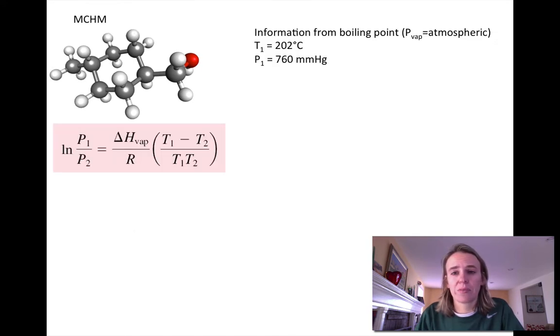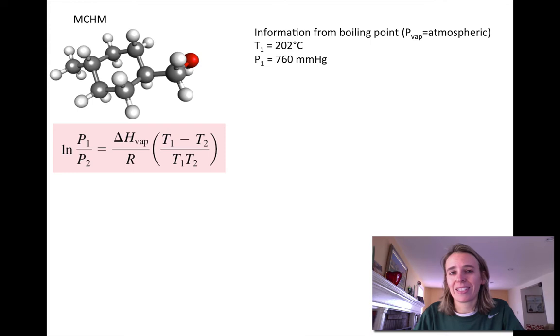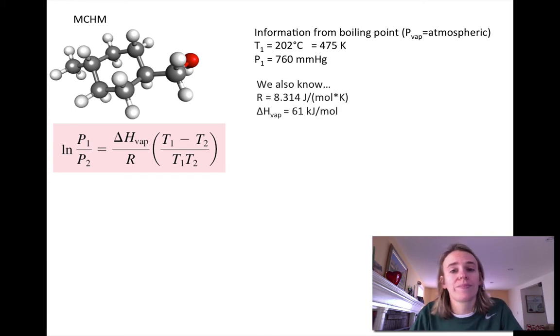All right, so just to summarize some of those things we gleaned from the question in this example into a nice organized list. We've got our T1 and P1 listed first, 202 degrees Celsius, 760 millimeters of mercury. But one important thing, whenever you're comparing temperatures, whether it's Charles's law or the Clausius Clapeyron example, the temperature needs to be in Kelvin. So 202 degrees Celsius is equal to 475 Kelvin.